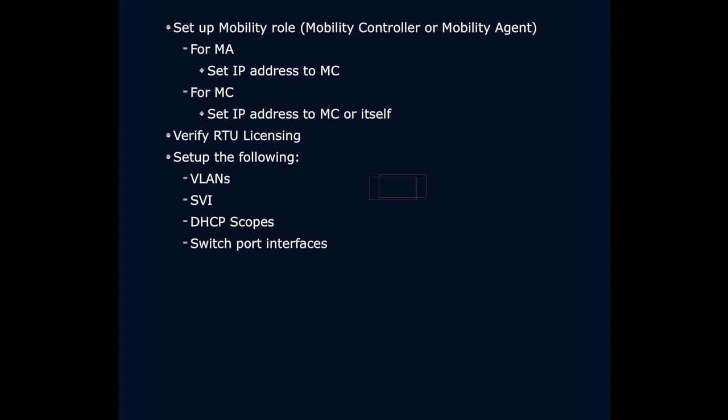Now, what else are we going to need to do? What are our post-initialization tasks? Well, this is where we actually get into some of the basic setup that's going to be used to configure our wireless LAN controller in a converged environment. So one of those things is defining our role.